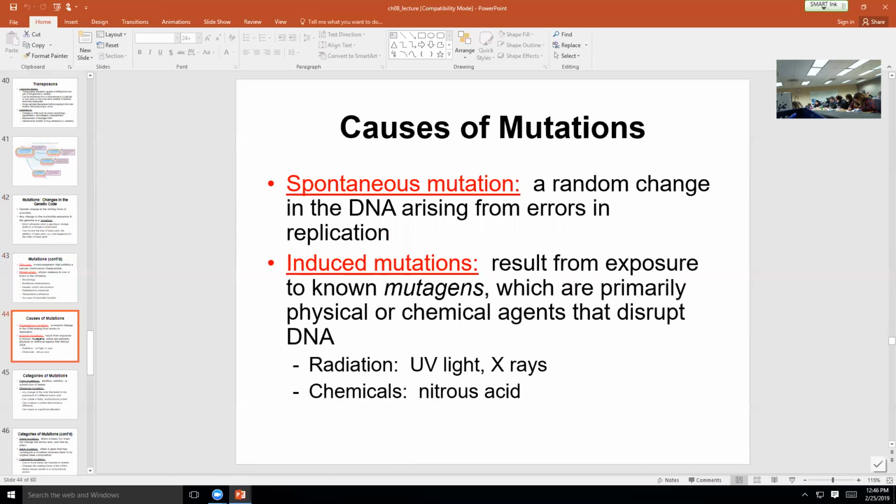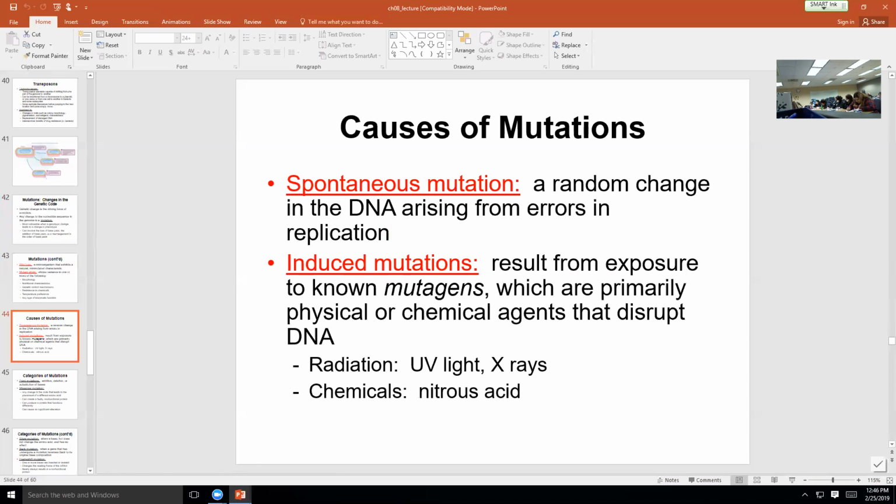Spontaneous mutations are those that we know happen in every species we've ever studied. Every living species that's ever been studied has a known rate of spontaneous mutation. Those spontaneous mutations are rare, but they do happen in every species.